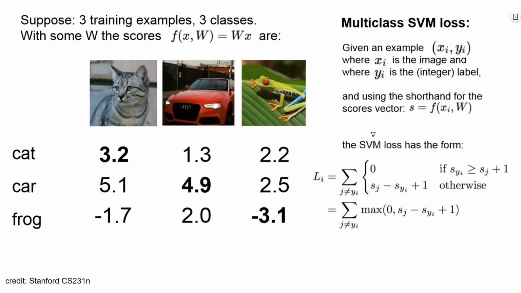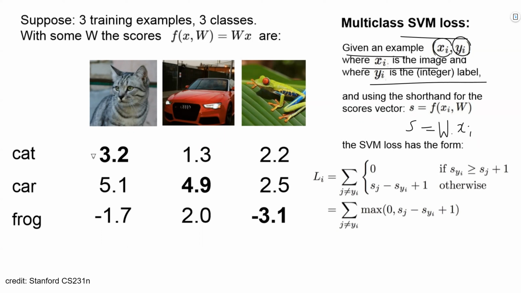Anyway, we somehow need to be able to quantify a loss. And one of the most famous losses we could use for image classification is multi-class SVM loss. Given an example, xi and yi, xi is the image and yi is the label. And let's say w dot xi generates scores. And the SVM loss has this form.